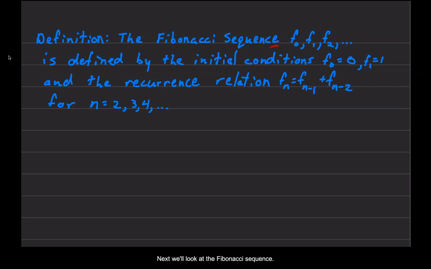Next, we'll look at the Fibonacci sequence. The Fibonacci sequence, F0, F1, F2, is defined by the initial conditions F0 equals 0, F1 equals 1, and the recurrence relation Fn equals Fn minus 1 plus Fn minus 2. Simplified, that is, Fn is the sum of the two previous terms of the sequence. And this is for n equal to 2, 3, 4, and so on.